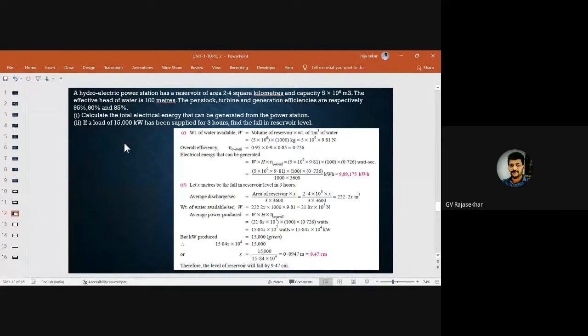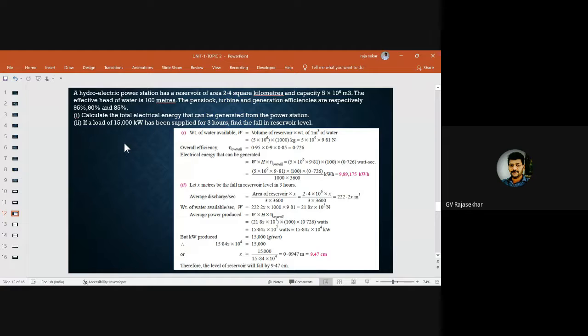So a hydroelectric power station has a reservoir. The area of the reservoir is given as 2.4 square kilometers, and the capacity is 5 into 10 to the power of 6 meter cube. The effective head of the water is 100 meters. The penstock, turbine and generation efficiencies are respectively 95%, 90%, and 85%. What he is asking you to calculate is the total electrical energy that can be generated from the power station. And if a load of 15 kilowatts has been supplied for 3 hours, find the fall in the reservoir level.